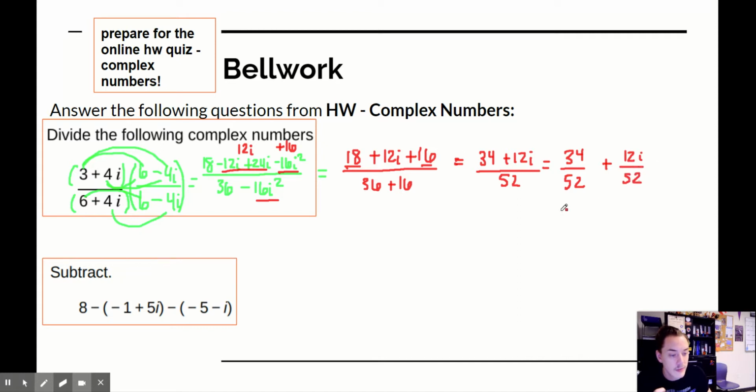I'm going to split this up first, and then you can start seeing a little bit more of how you can simplify these. So 34 divided by 52. You can take each one divided by some number, divided by 2. Oh man, I guess that's the highest, at least for here. So 34 divided by 2 is 17, and 52 divided by 2 is 26. I guess that's the highest number there.